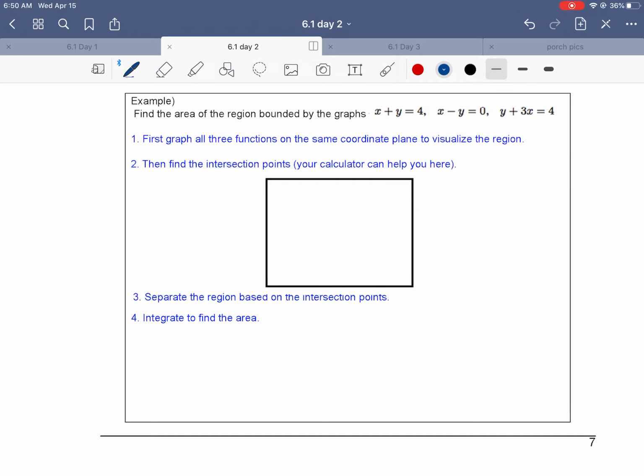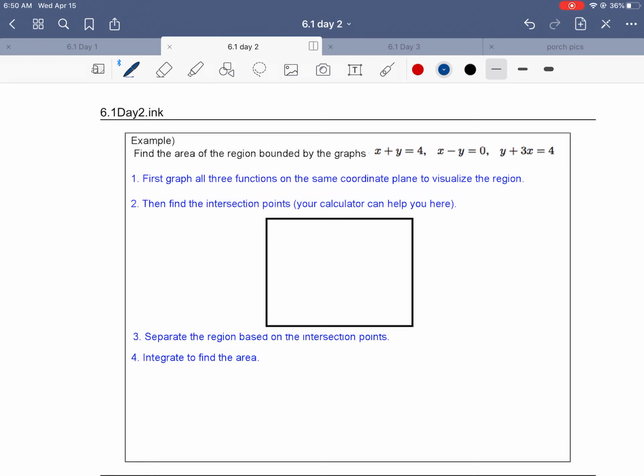All right, so now we have our last problem of the day, 3 equations again. The difference here is that they're in standard form rather than y equals. Desmos, I believe, graphs in standard form, or you could just change them, right? Solve for y. So y equals negative x plus 4, y equals x, and y equals negative 3x plus 4.